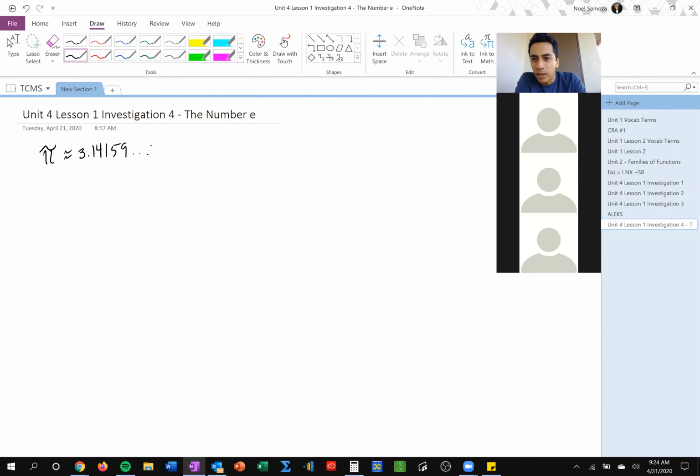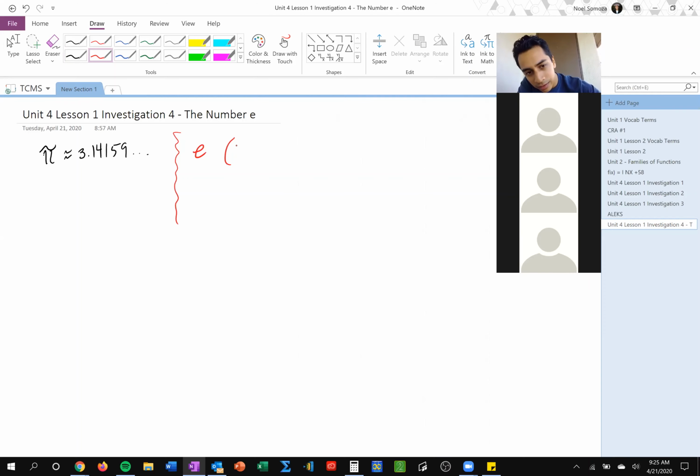So pi lives in the realm of geometry, because it has something to do with circles. So we don't really use pi in algebra very much. But E is like the equivalent of pi. It's like its cousin, but its applications are based more in algebra and exponential functions and logarithms, and things like that. Okay, so whenever you see E, I just want you to think, okay, it's a number like pi. And so we're going to do an activity here that shows us what E is approximately equal to.